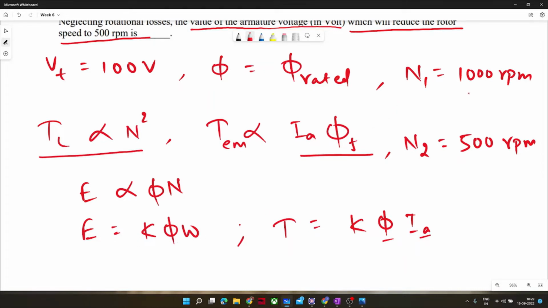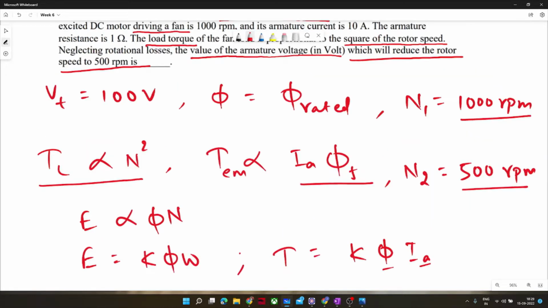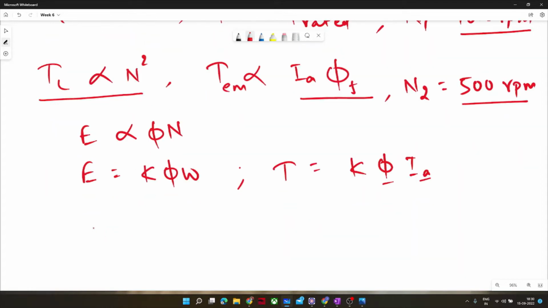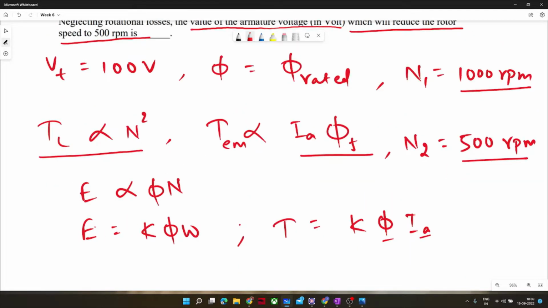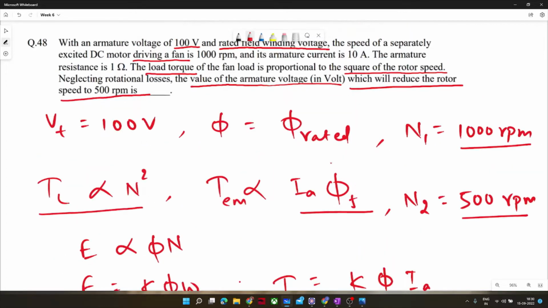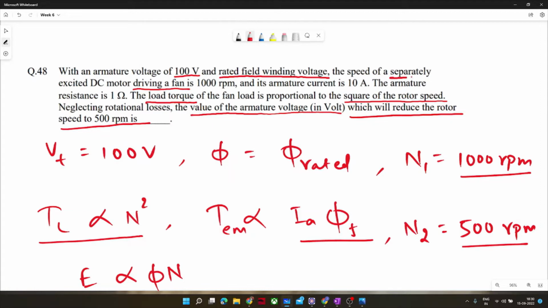Okay. So first, initially speed was 1000 rpm. Now we need to reduce it to 500 rpm. What kind of flux or current or what kind of voltage will be there so that this speed will be reduced to the 500 rpm level? So first, what we will do, we will calculate what was the back EMF in the first case. Earlier, what was the back EMF? So we all know it is a separately excited motor. It is mentioned explicitly. It is a separately excited DC motor.